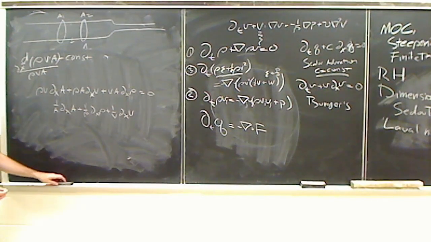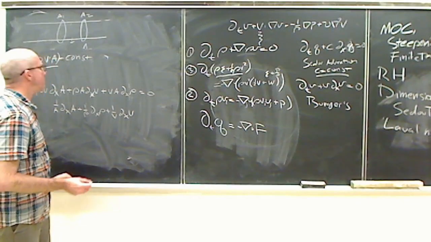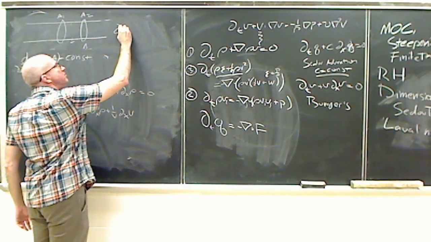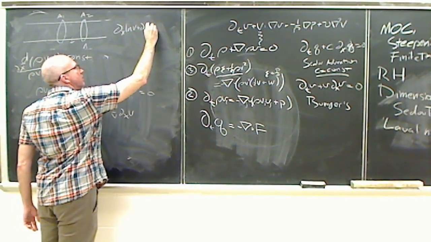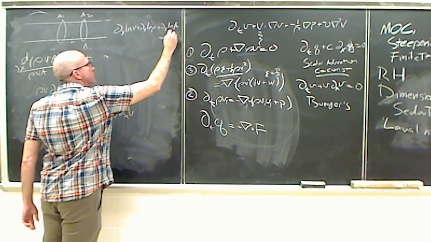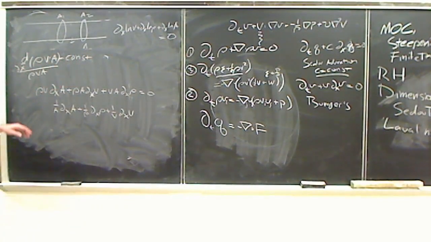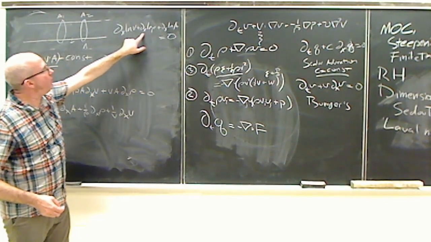Or, what I'm going to write up here, because I'm going to want it, d by dx of the log of the velocity plus d by dx of the log of rho plus d by dx of the log of A equals 0. So this is 1 over A times d by dx of A. That's just the derivative of the log of A. Does that make sense to everybody? So this is what I get out of the continuity equation.